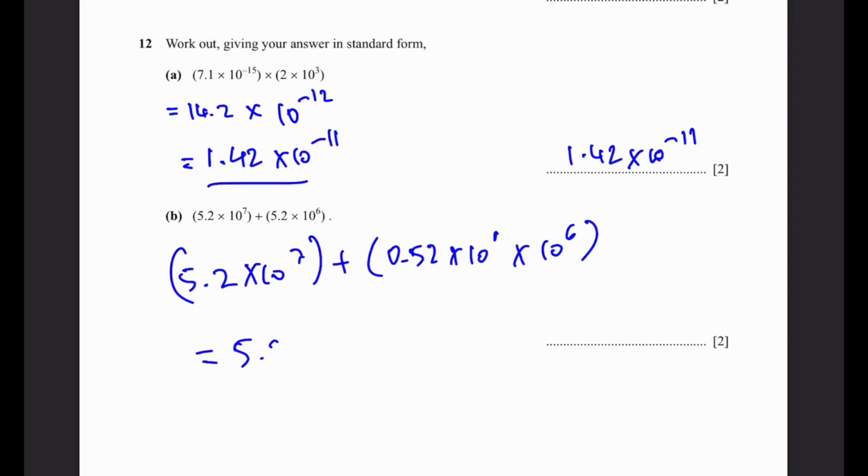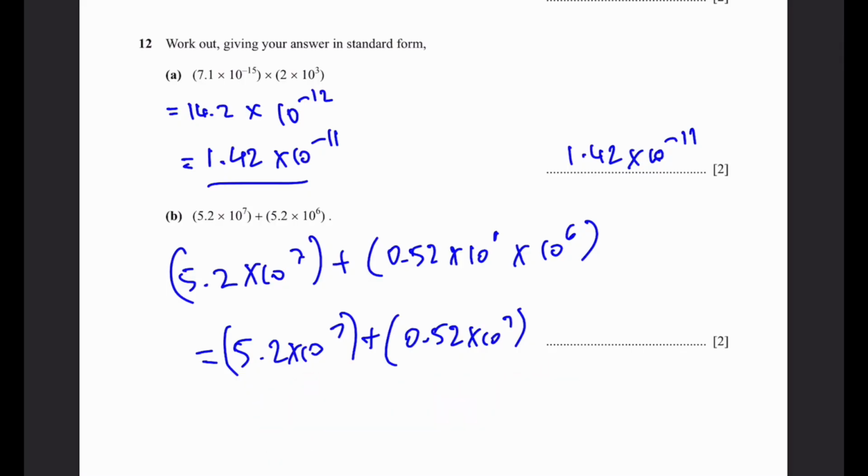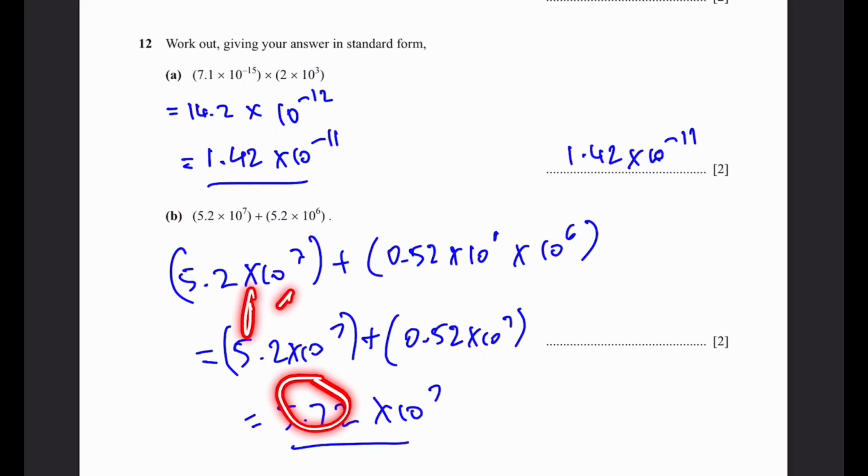That's going to be 5.2 times 10 to the power of 7 plus 0.52 times 10 to the power of 7. And we can factorize the 10 to the power of 7. So 10 to the power of 7 times 5.2 plus 0.52. That's 5.72 times 10 to the power of 7. And that's actually our answer, since this number over here is between 1 and 10. Let's say this is x, it has to be between 1 and 10.